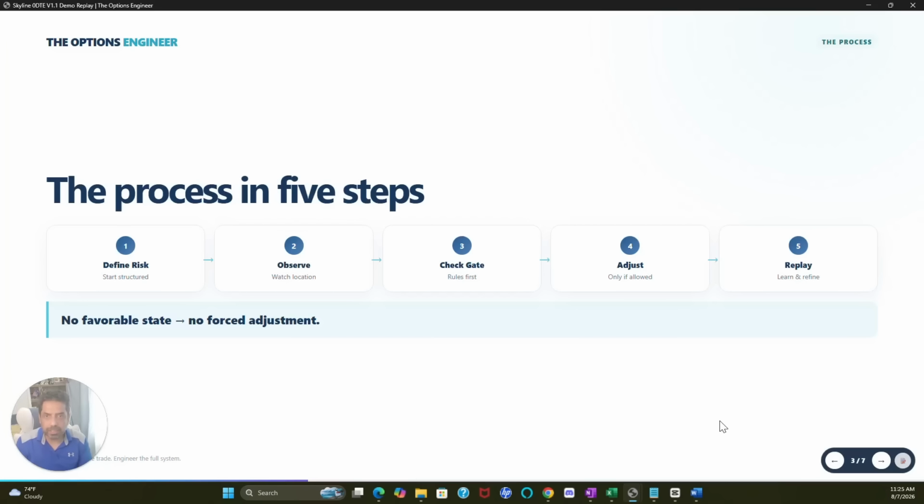The process is traditionally simple. First, define the risk. Second, observe where the market and the structure are moving. Third, check whether the playbook gate is actually satisfied. Fourth, adjust only when the rules allow it. And finally, replay the full life cycle afterward. The key point is that no favorable state means no forced adjustment. The process comes before the outcome.